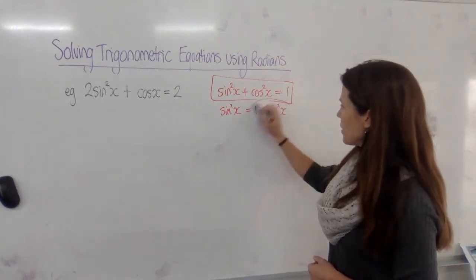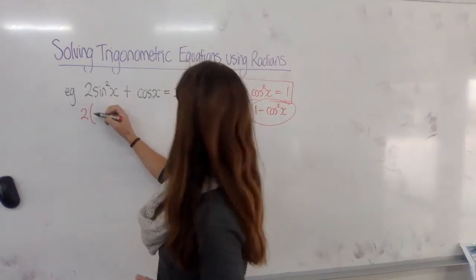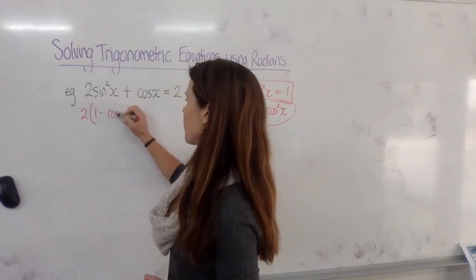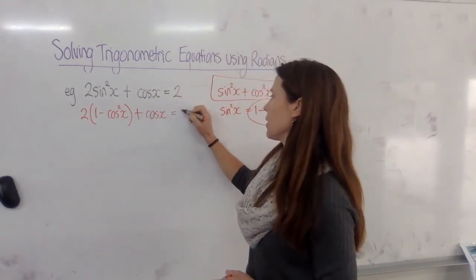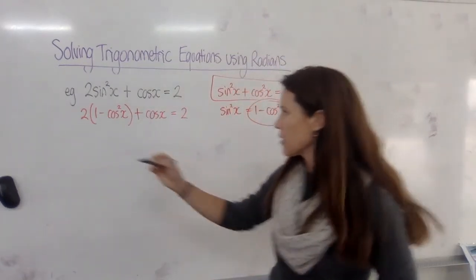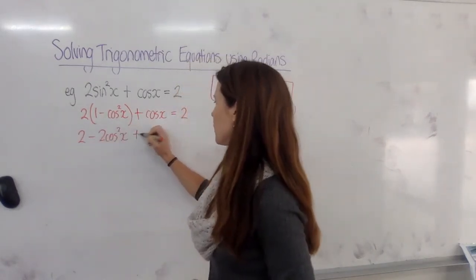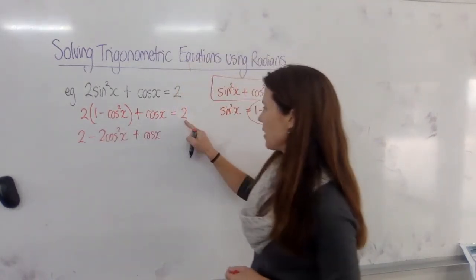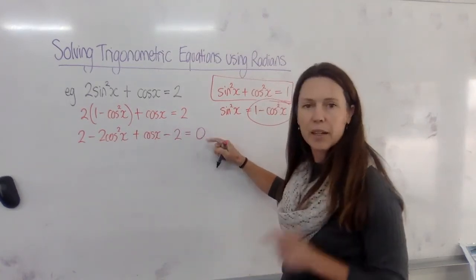Now I can take this value for sine squared x and sub it in. So I've basically got 2 lots of 1 minus cos squared x plus cos x, and that equals 2. Next, expand out your brackets. And let's subtract 2 from both sides so that we have everything on the same side. Now, why am I doing that?